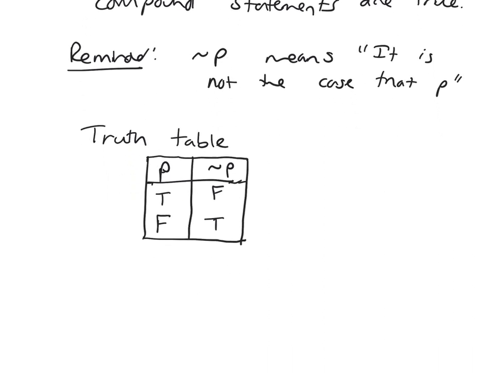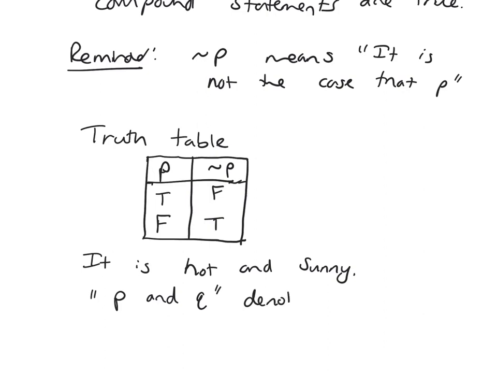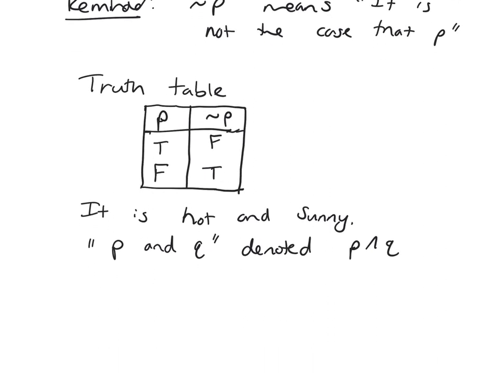So let's look at the statement we looked at earlier. It is hot and sunny. This was a compound statement where we used an and between them. P and Q. Remember, it's denoted P and Q, that little symbol. And we call this the conjunction of P and Q.